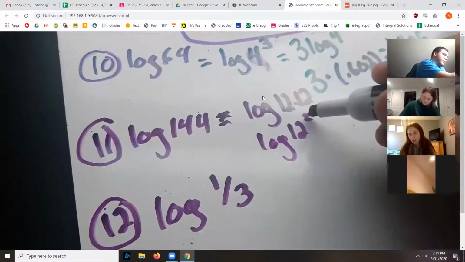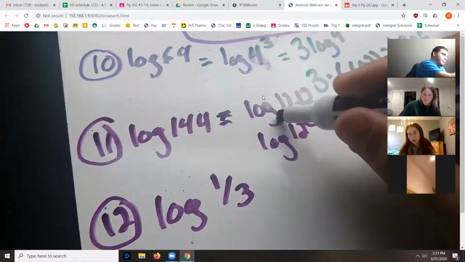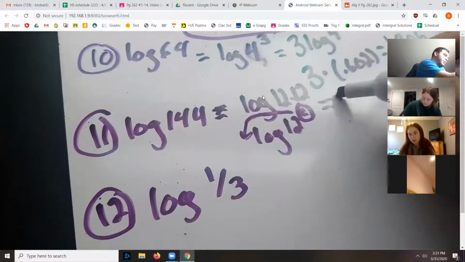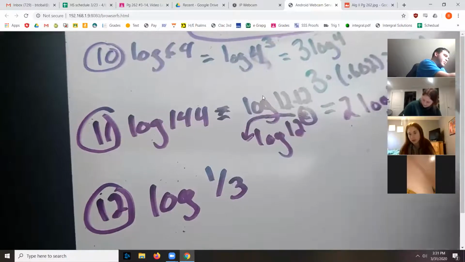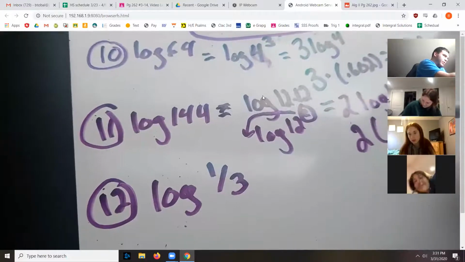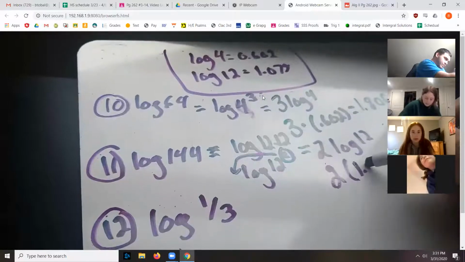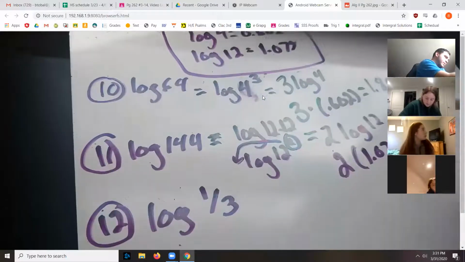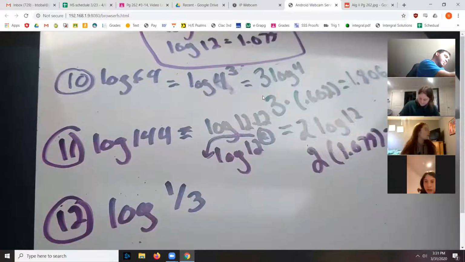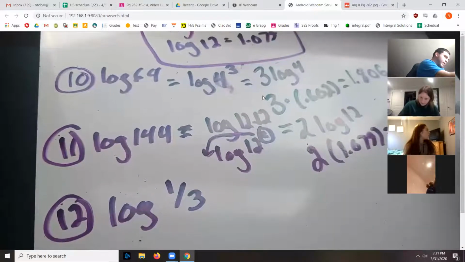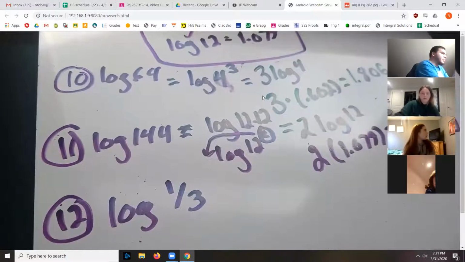So how can I rewrite this exponent here? 2 times log 12. Good. And I know what log 12 is. What is log 12? 1.079. Good. So 2 times 1.079? 2.158. Thank you. So that's my answer for number 11.